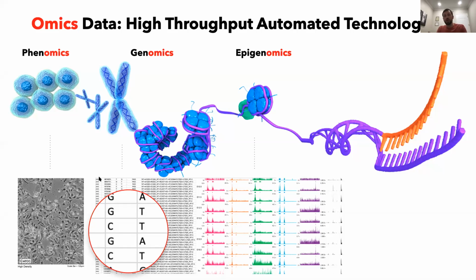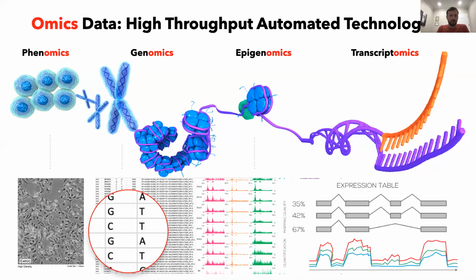We can also talk about the product of epigenetic regulation, which is transcriptomic data, or data that speaks about gene and transcript expression, so levels of expression and alternative splicing. So these are multi-omics data sets, or data sets that we will refer to in general as omics.